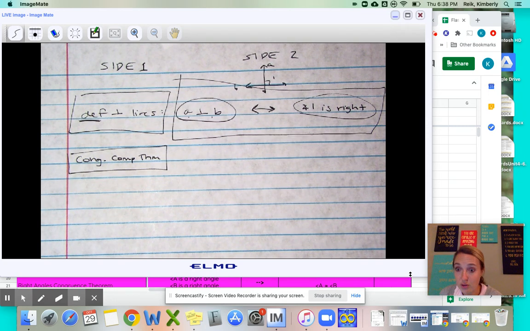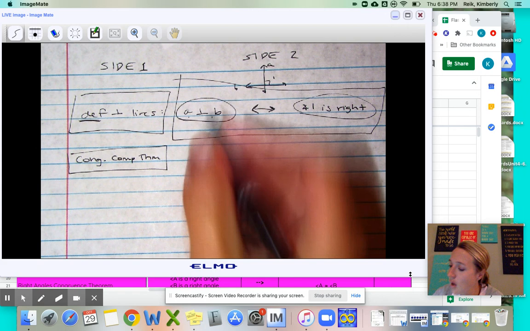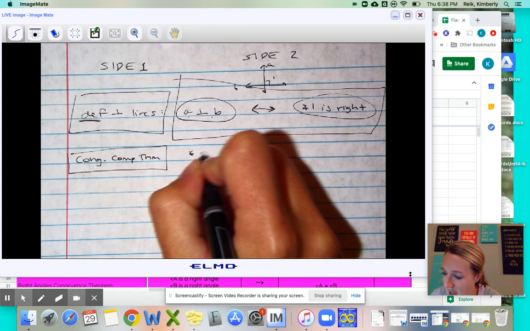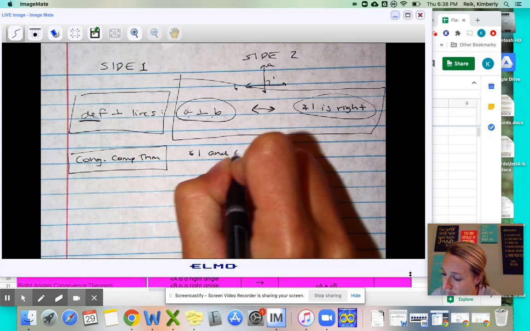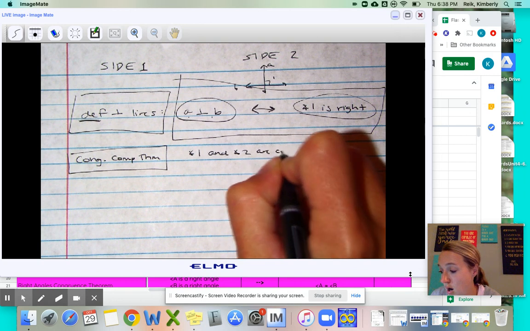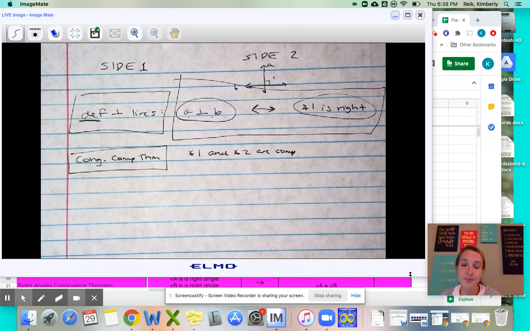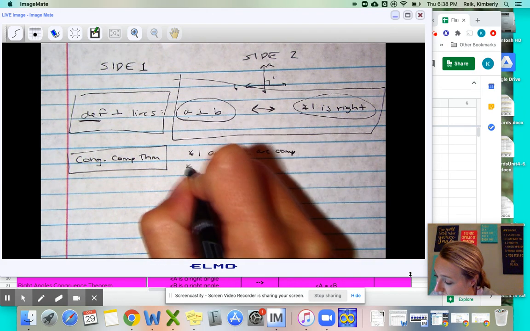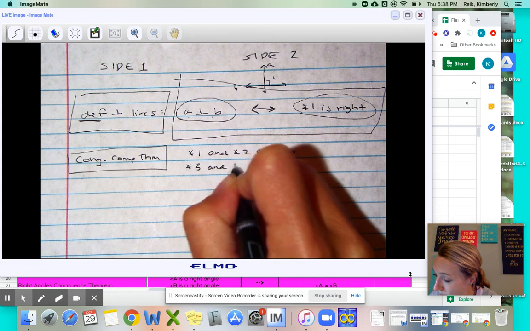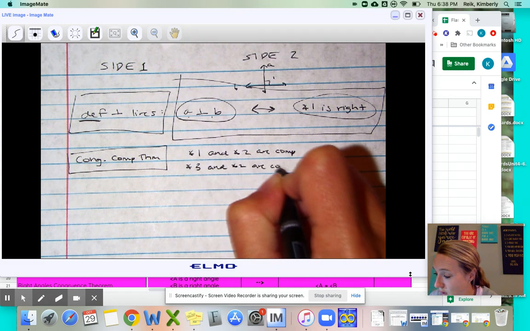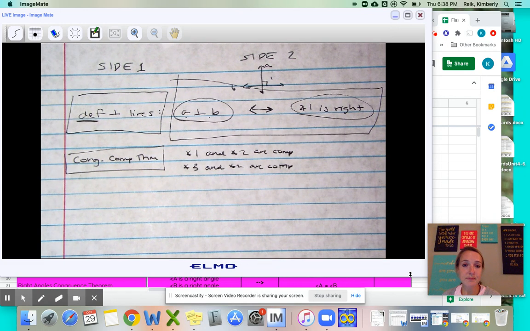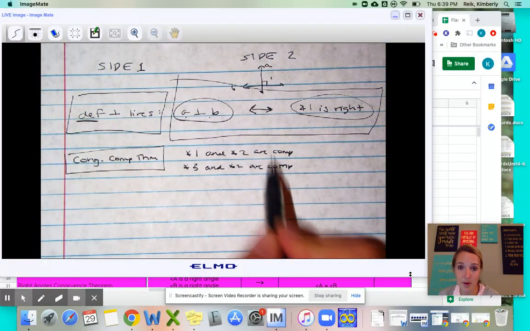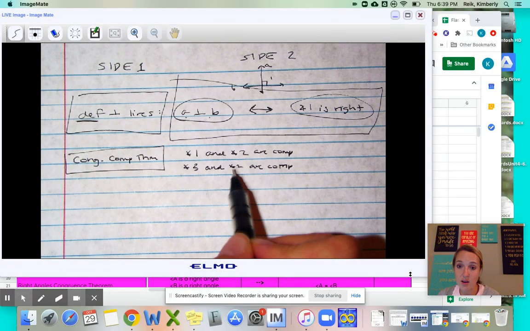Great, but what would that actually look like in a proof? All right, well, it would say angle 1 and angle 2 are complementary. Okay, but I would need a second. I would also need a different angle that is complementary to angle 2. So I would also need angle 3 and angle 2 are complementary. So I would need two sets of complementary facts, and they would have to have an angle in common.